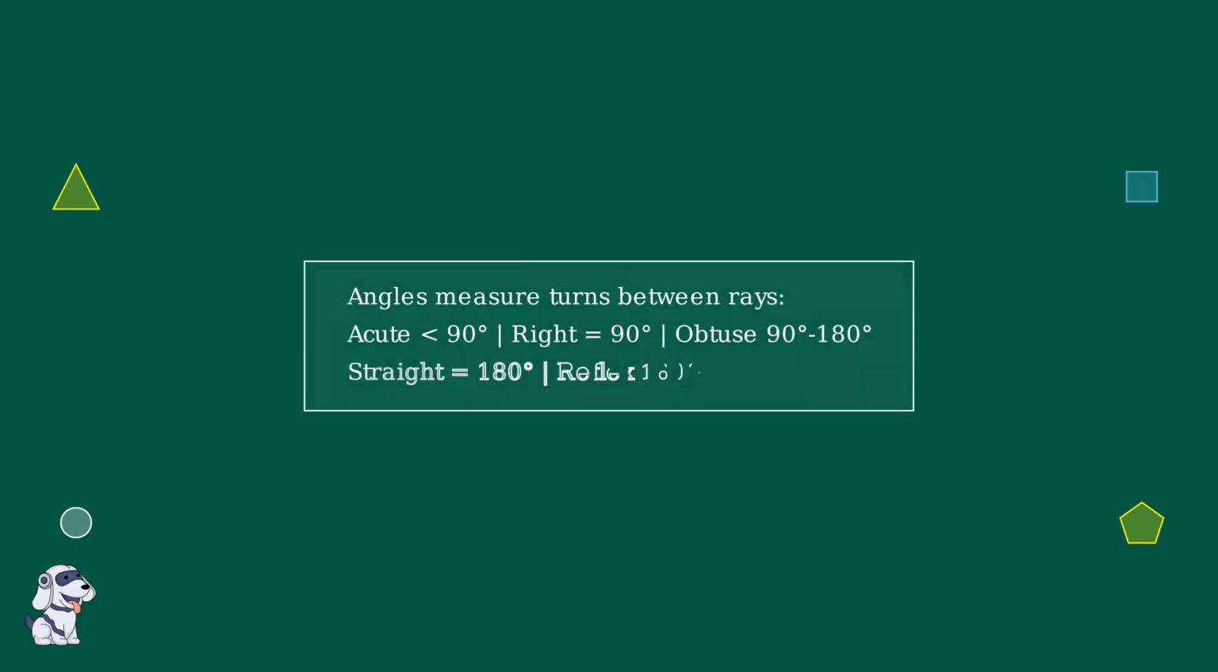Understanding these 5 types of angles helps us describe and measure the world around us. From the sharp corners of triangles to the circular motion of wheels, angles are fundamental to geometry. Now we explore two-dimensional shapes, also known as flat figures, that exist on a plane. These shapes have length and width, but no depth.